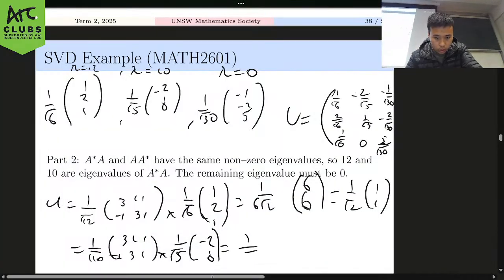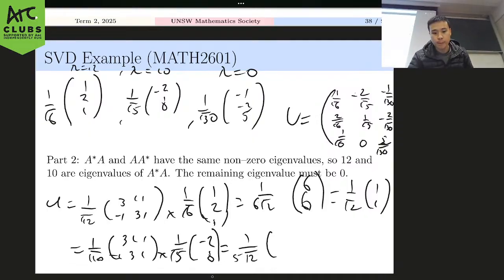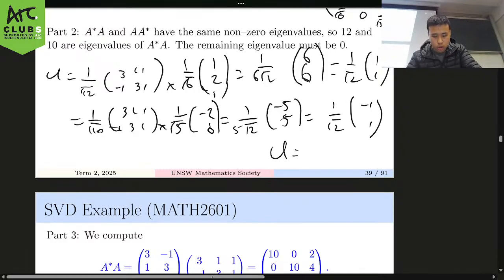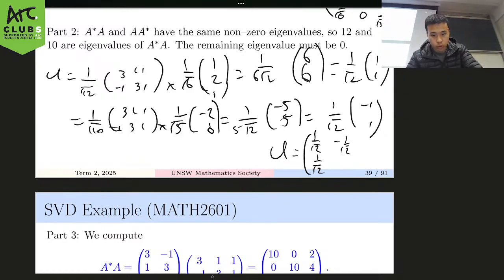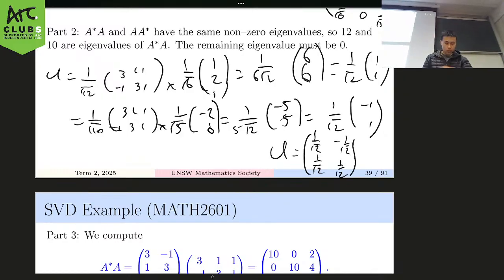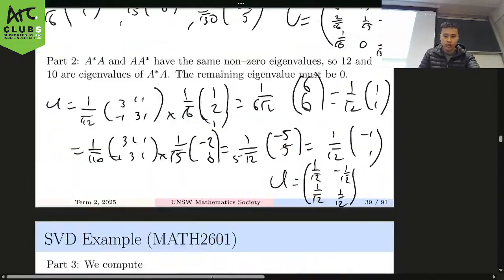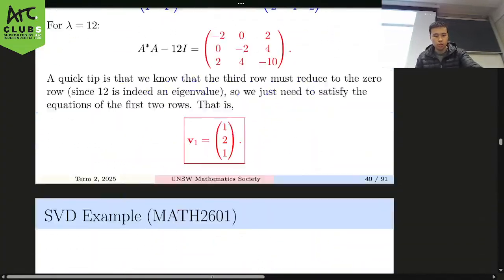Let's go to 5√2, -5, 5. Okay, so we get 1√2, -1, 1. So then our vector U is equal to, I would just say again, 1/2, 1/2, and here it's -1/2, 1/2. So we have our matrix U with our sigma up there, and then we have our vectors V, which is this. So hopefully that's right.